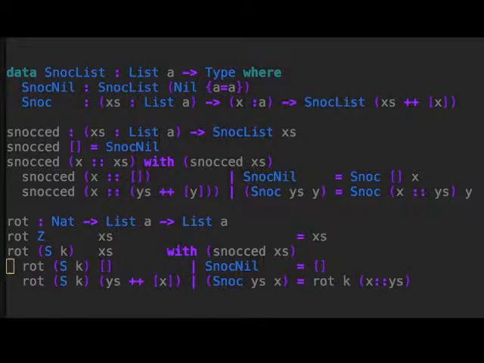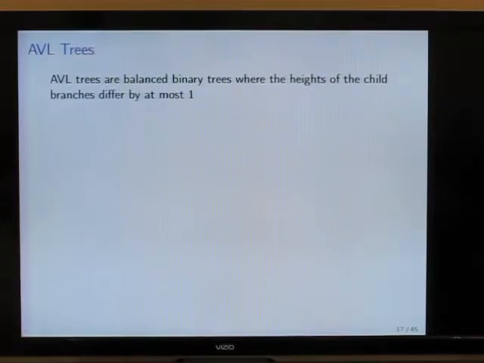Yeah. So, how many people here have seen AVL trees before? As sort of like a basic data structures course. Is the camera okay? So, an AVL tree is, just as a refresher, because I hadn't seen it in a few years when I had to come back to it recently, it's a balanced binary tree where the heights of the child branches differ by at most one.